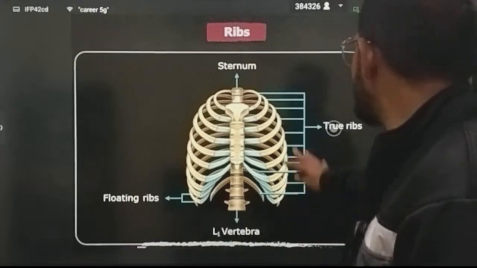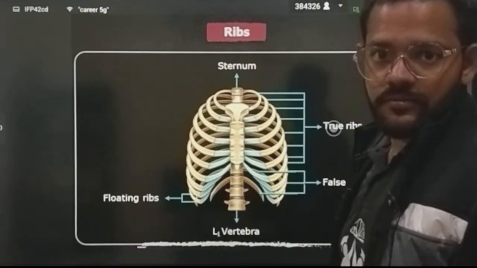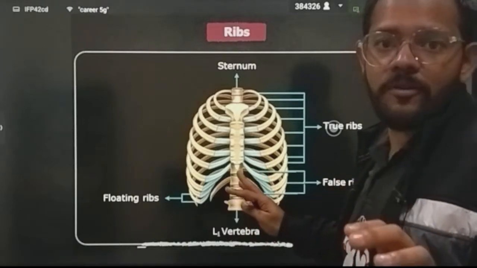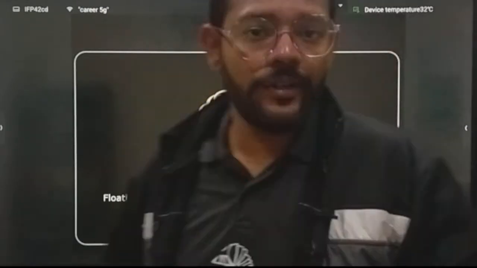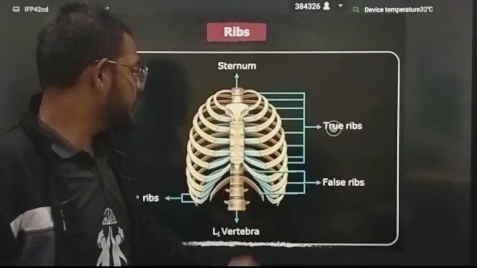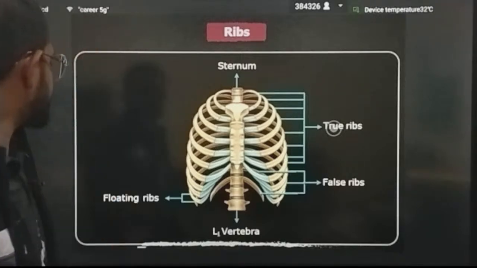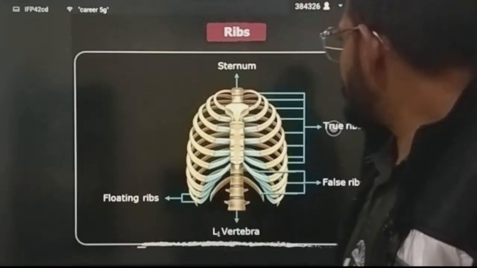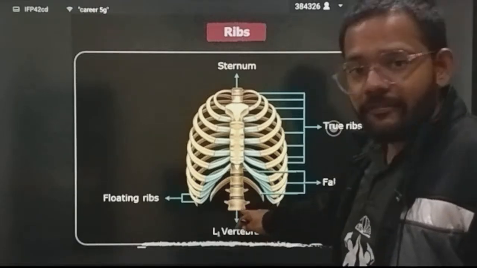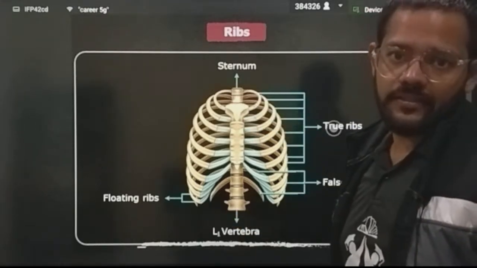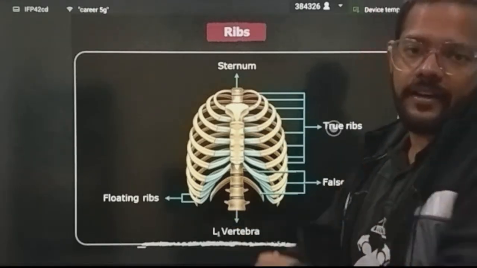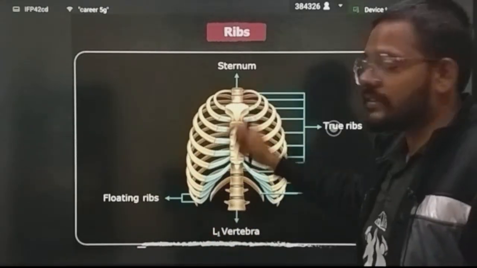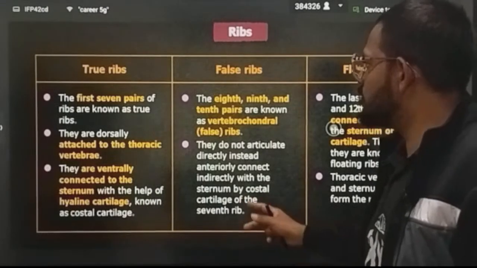So this is your rib cage, and the rib cage is not made up of one type of bone, it is made up of three types of bone. One is true ribs, second is false ribs, and third is floating ribs. It is present between your T1 and L1. That is the area where your ribs are present. So one by one we are going to see that.